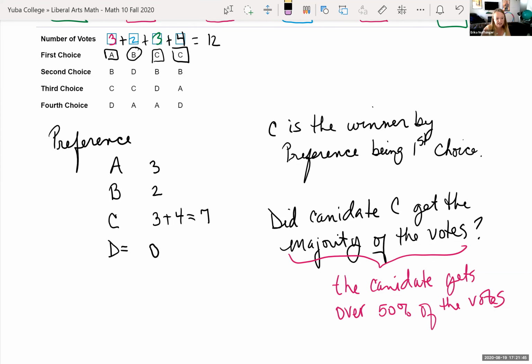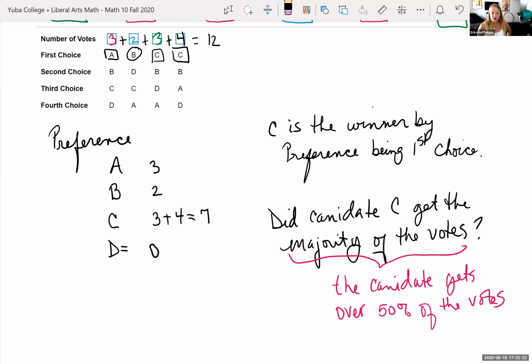Okay, so let me clear the results. Do you think candidate C, looking at this, got the majority? And so how many votes would the person have had to get at least to have the majority in this case?